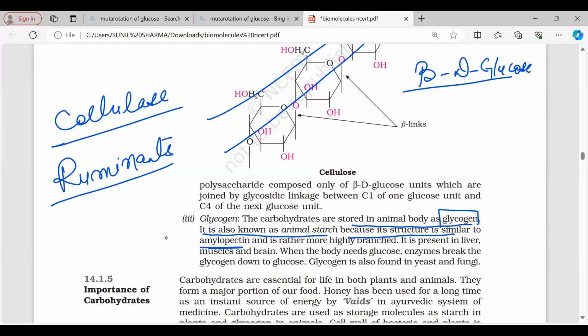A very important line, please mark it. Why is glycogen called animal starch? That is because it resembles in structure to amylopectin. It has a branched structure like amylopectin. It is present in liver, muscles, brain, etc. And whenever the body needs glucose, the glycogen is broken down back into glucose. So this is about the carbohydrates.